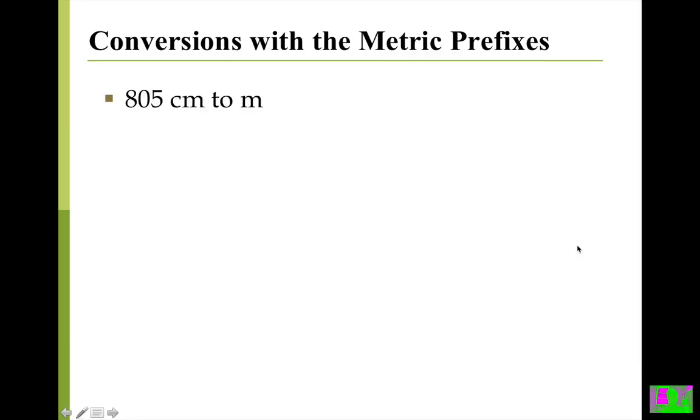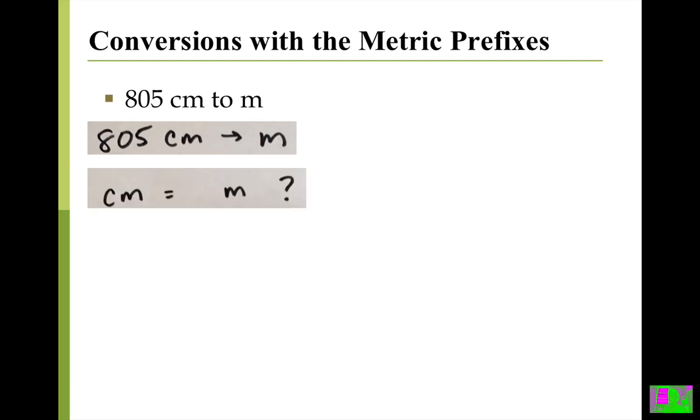So let's try one with metric prefixes. This is what we're going to do the most. So what if I asked you to convert 805 centimeters to meters? You might be able to do this in your head as well, but let's go through it in the systematic way. So I'm going to rewrite my problem. I'm trying to get 805 centimeters to meters.